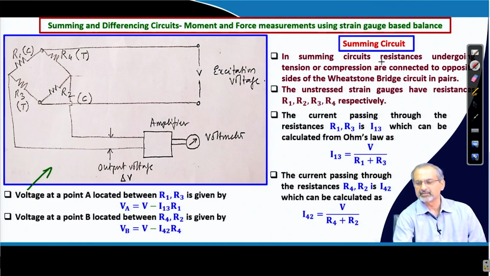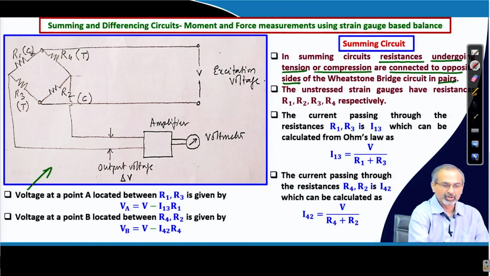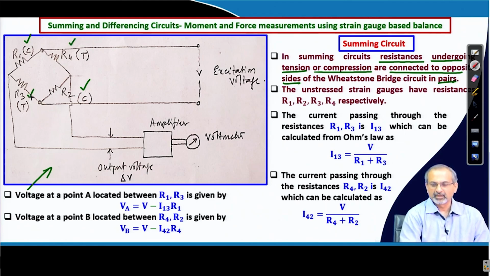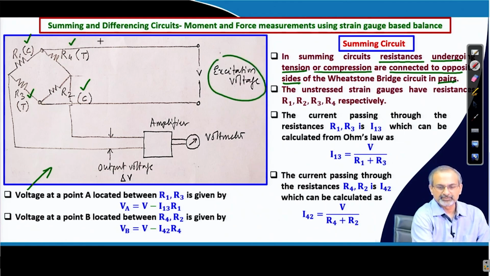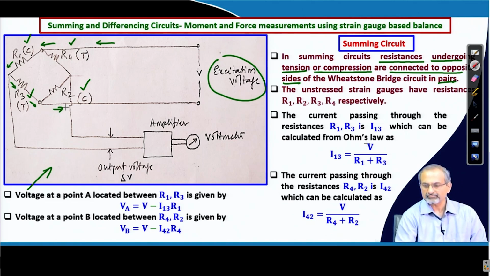In summing circuits, the resistances undergoing tension or compression are connected to opposite sides of the Wheatstone bridge in pairs. We recall that compression, compression, tension, tension on opposite sides. Once we apply the excitation voltage to the Wheatstone bridge, let us see what happens when the current flows through this path containing the resistances R1 and R3. So, let the current be I13.